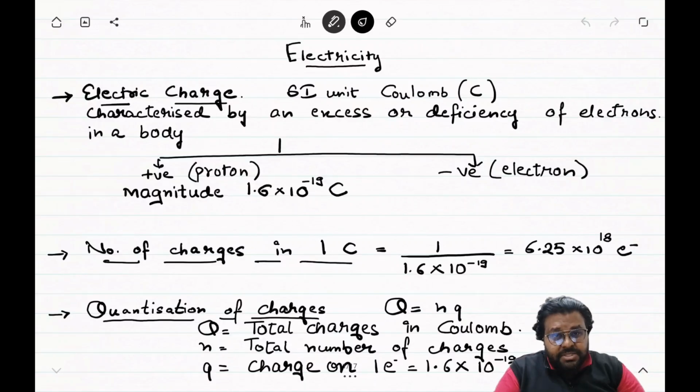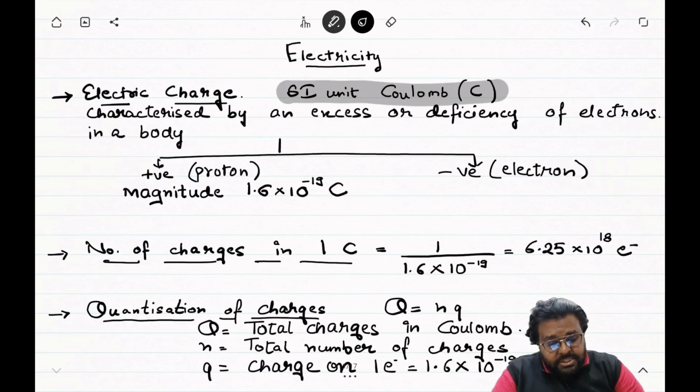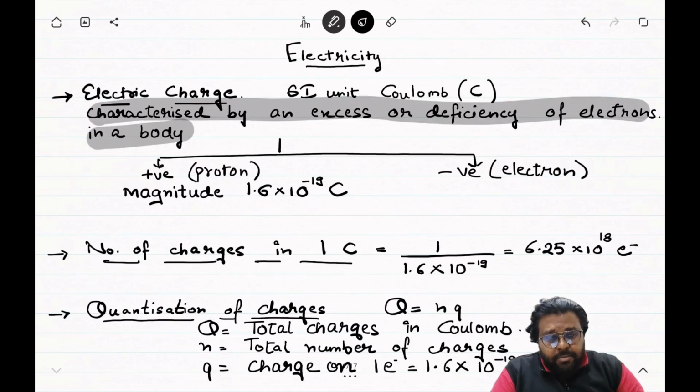So, electric charge. We all know the subatomic particles, proton and neutron. They provide charge to a particular substance. The SI unit of charge is coulomb, and whenever we write any SI unit in complete spelling, we always write it in small letters, coulomb, and whenever we write it in symbolic form, we write a capital letter. It is characterized by an excess or a deficiency of electrons in the body.